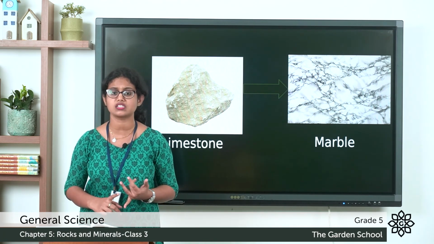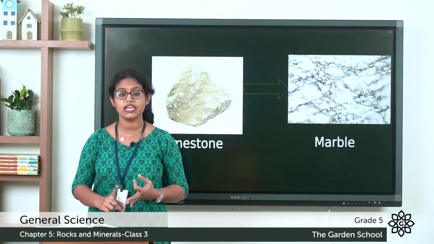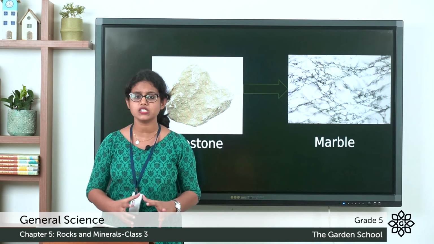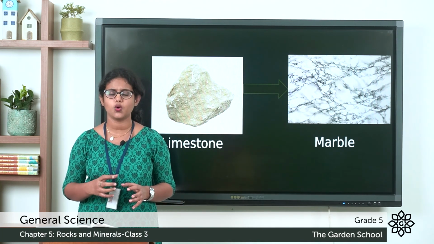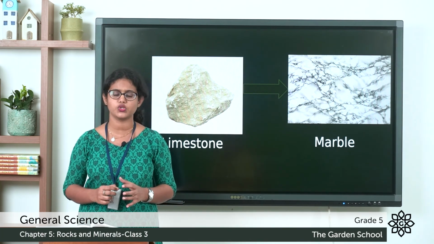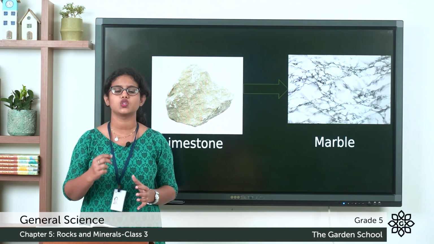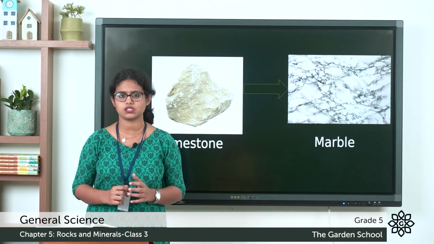There are rocks such as marble, pumice and limestone, all of which are very soft as well as porous. You know what is the meaning of porous? It means having tiny holes or pores in it through which air passes.